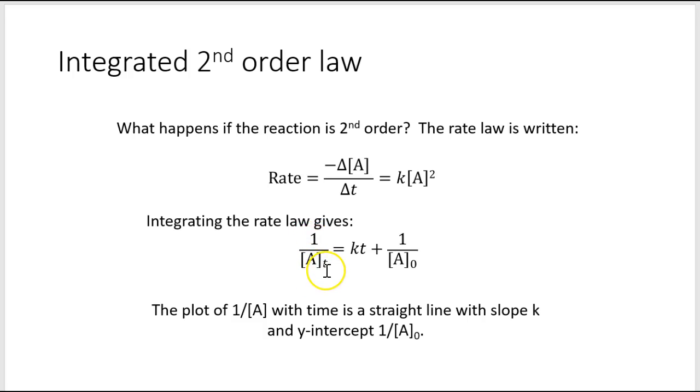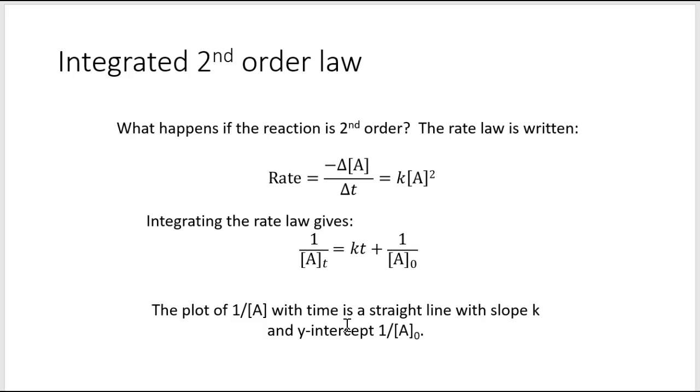So if you integrate this expression, the result is this expression. So 1 over A at some time t is equal to the rate constant times that t value plus 1 over the initial concentration. And in this case, a plot of 1 over the concentration of A with time is a straight line. And so there you have your relationship for the linear dependence being a second order when you're plotting the inverse of the concentration as a function of time.